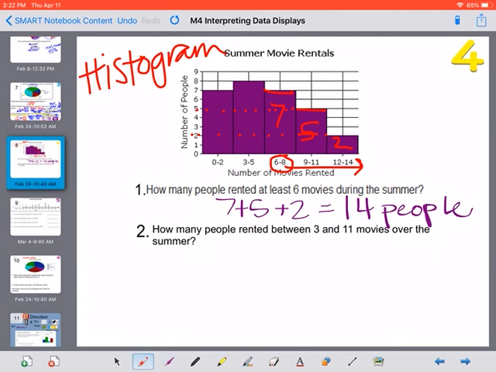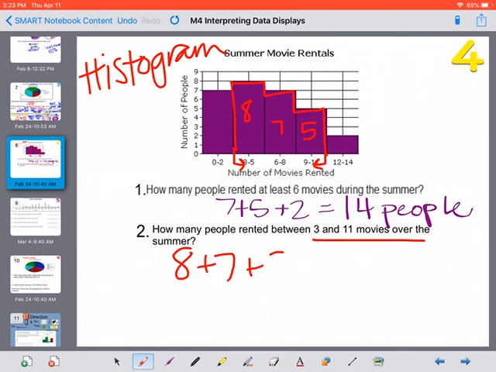Our second question, how many people rented between 3 and 11 movies over the summer? So we need to be careful here, between 3 and 11. So that's here and greater, but less than 11. So we're looking for these 3 bars here in the middle. So this one was 8 people, this one was 7, and this one we just looked at was 5. So 8 plus 7 plus 5.